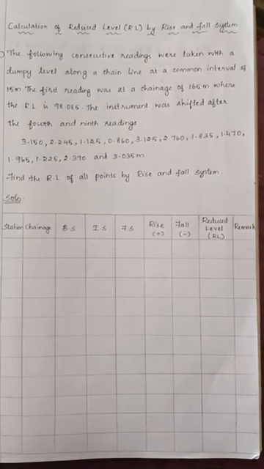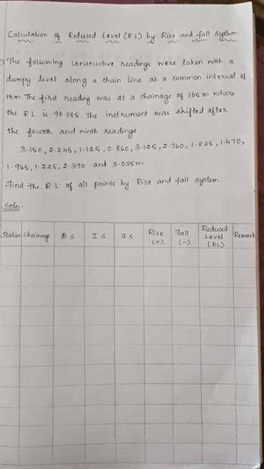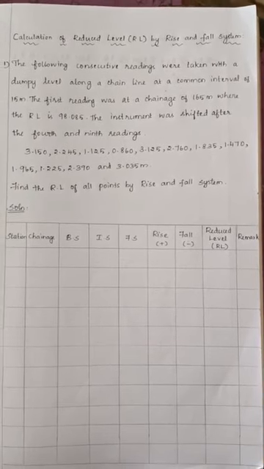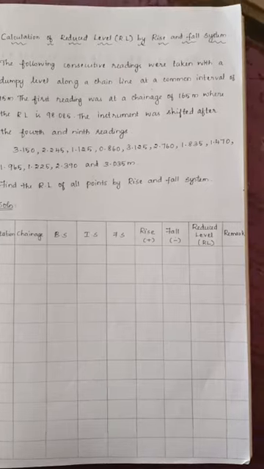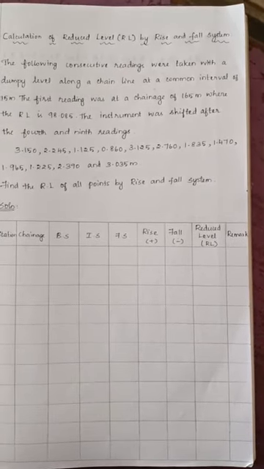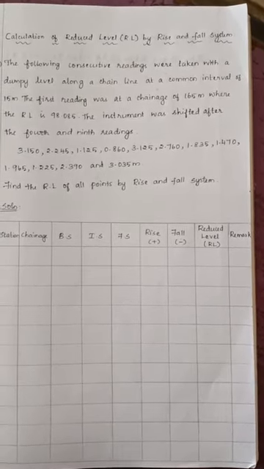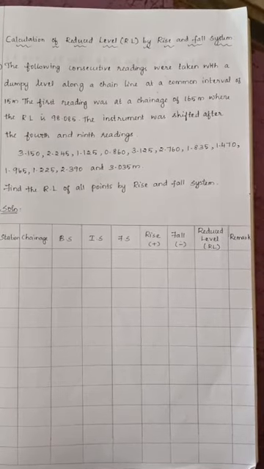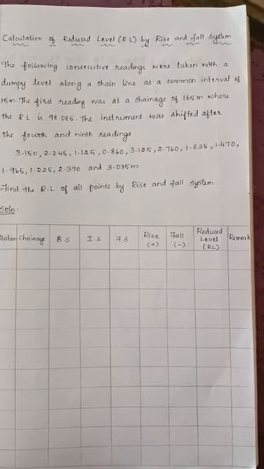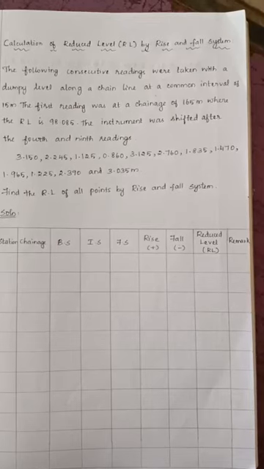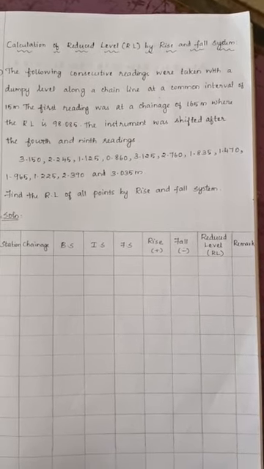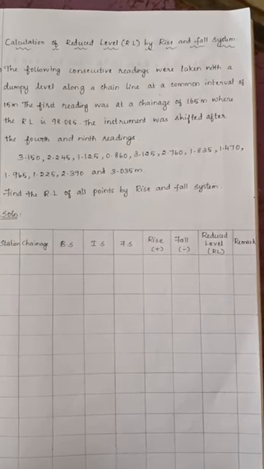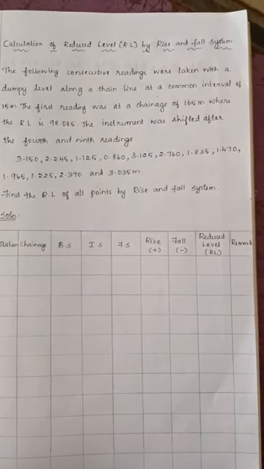The question is: the following consecutive readings were taken with a dummy level along a chain line at a common interval of 15 meter. The first reading was at a chainage of 165 meter where the RL is 98.085. The instrument was shifted after the 4th and 9th readings. The readings are given. Then they asked to find the RL of all points by the rise and fall method.